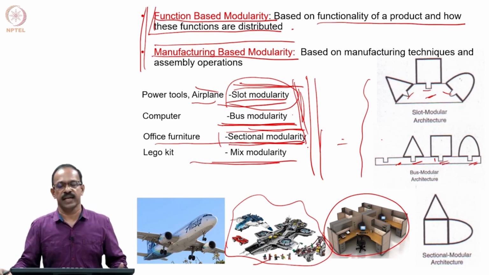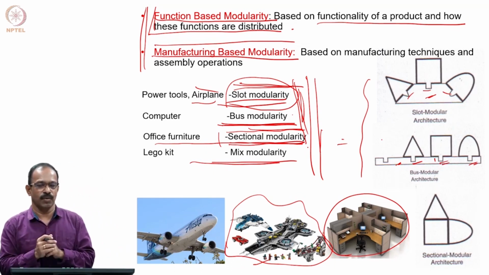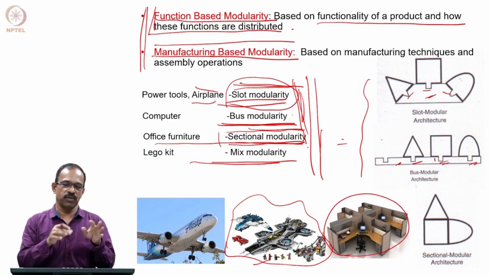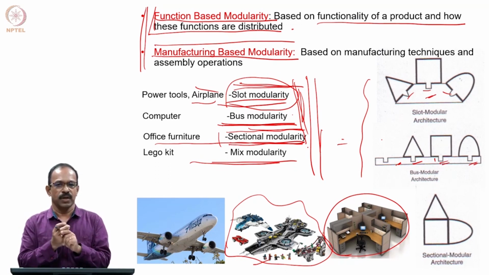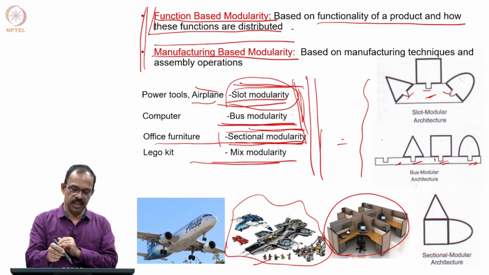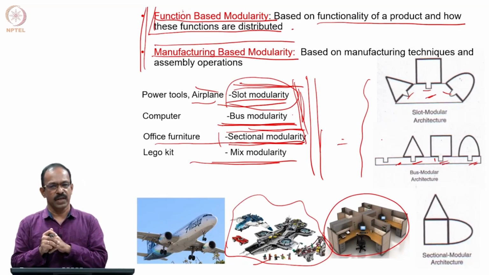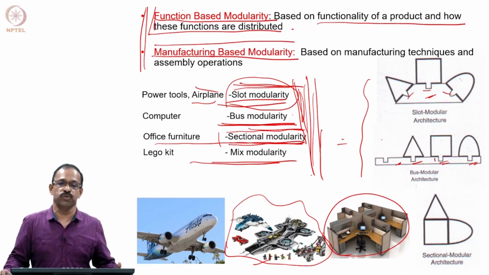The first one is an integral architecture, where you have one physical chunk providing the overall function and multiple functions in the product. In the modular architecture, you will have different physical chunks, each one providing a function, and then when you combine all these chunks you will get the total function of the product. Within the modular architecture you can have either a function-based or a manufacturing-based modularity. So, that completes the discussion on the different types of architectures you can have.